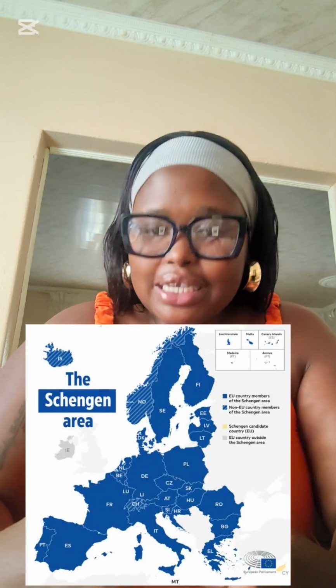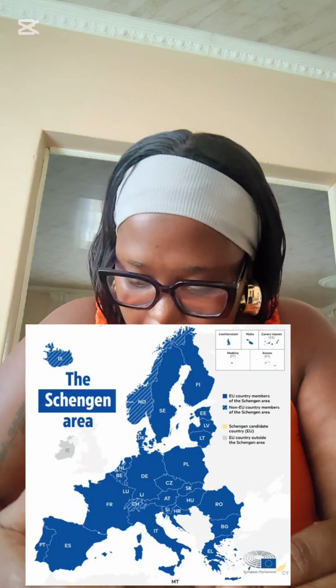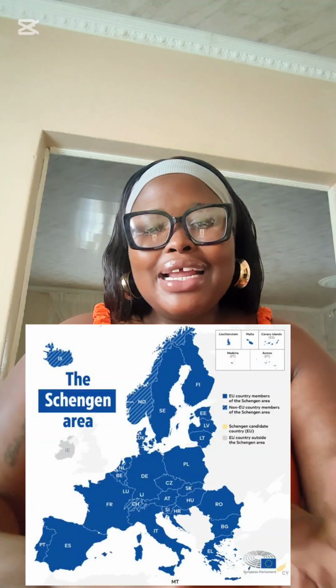So again, we have something called a Schengen visa. A Schengen visa is a document that allows a person to travel freely within the Schengen area, which is 26 European countries. So basically, it allows you to travel freely without going through border control.